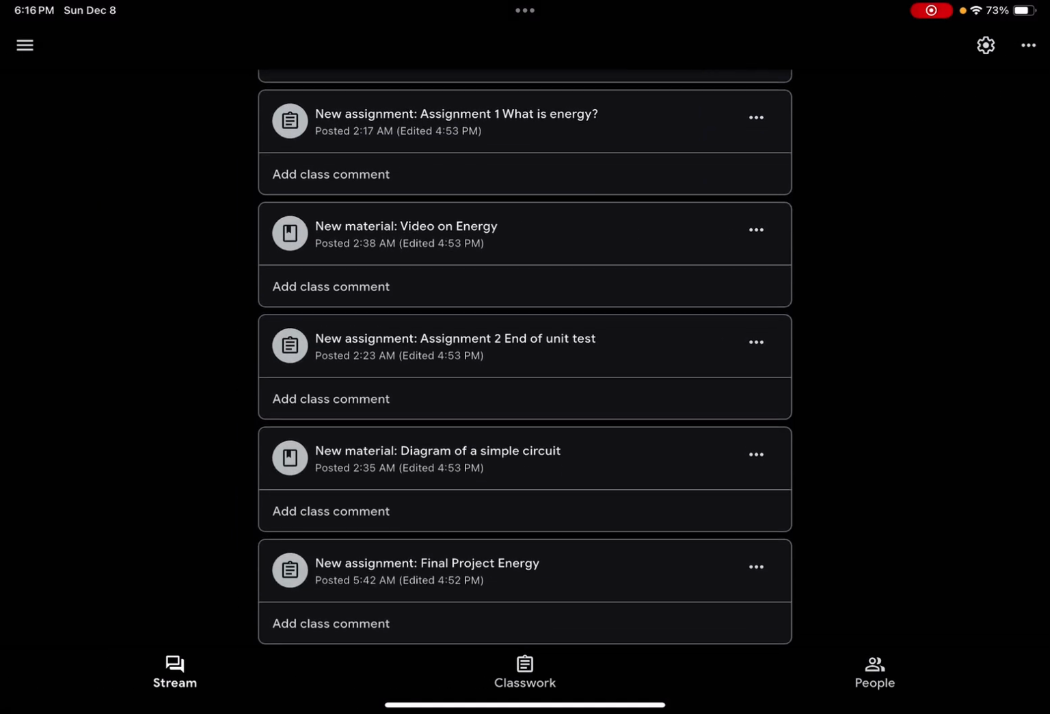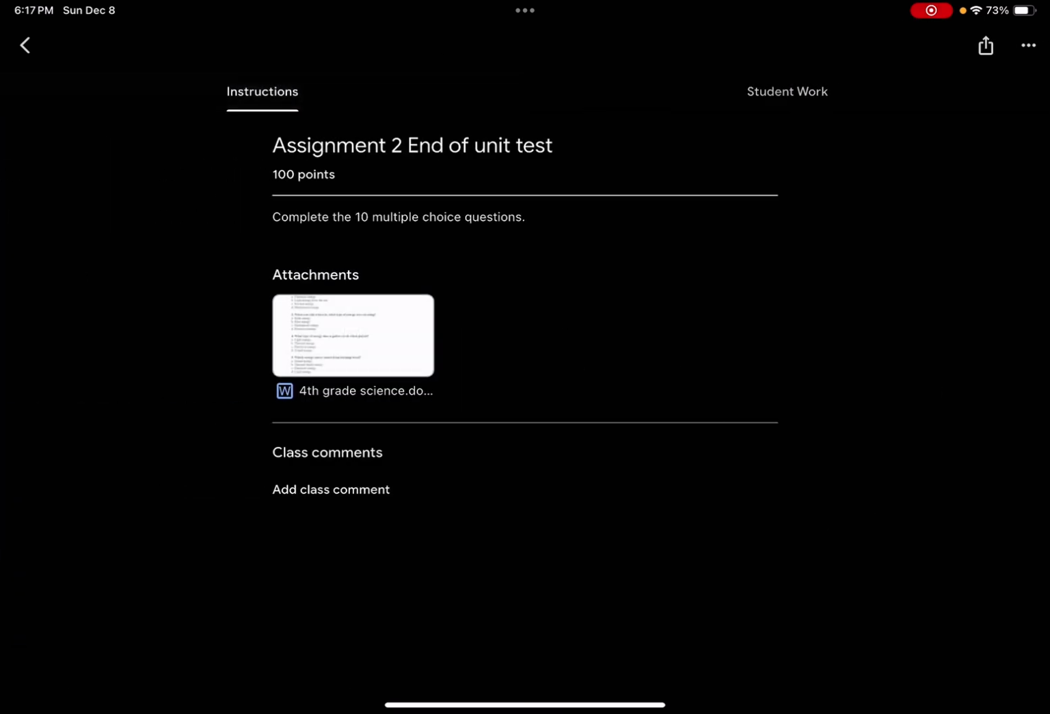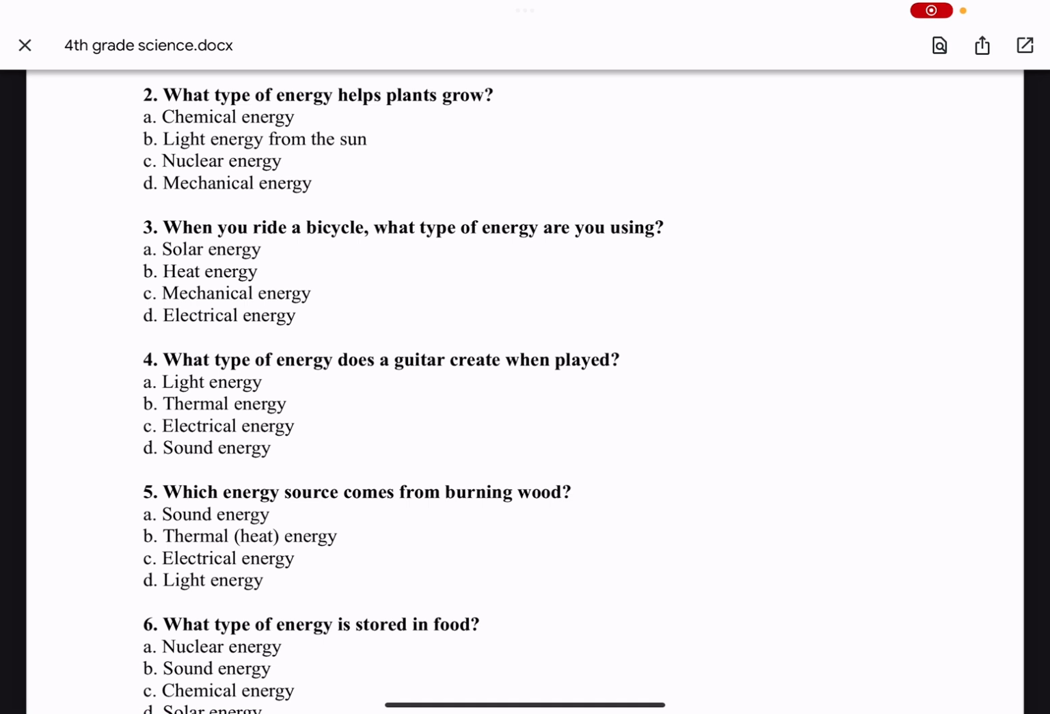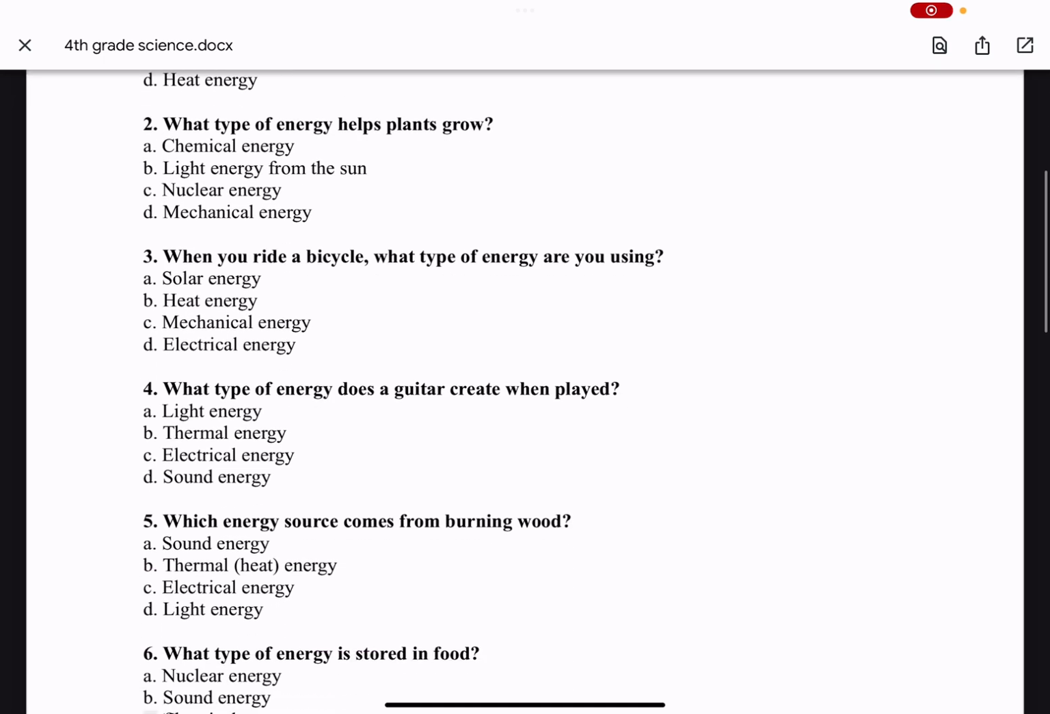Okay, next you will have your assignment 2 will be your end of unit test after you make it through your readings. You're going to have 10 multiple choice questions. So you will just select the correct answer or the answer that you think suits the question the best. There will be 10 of them.